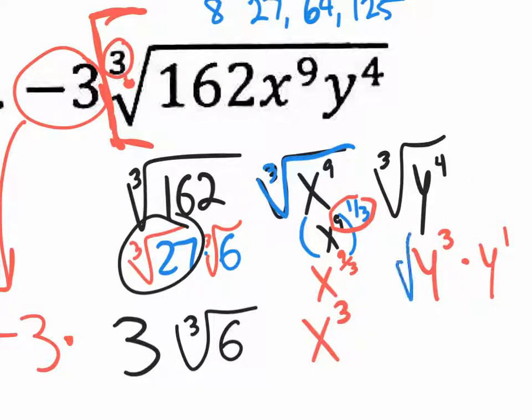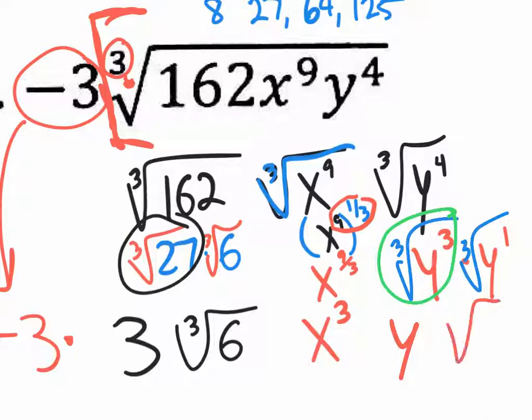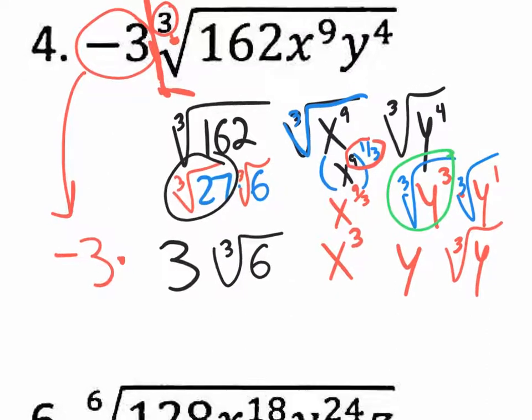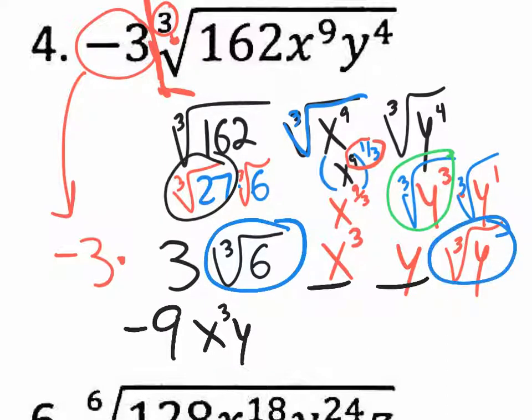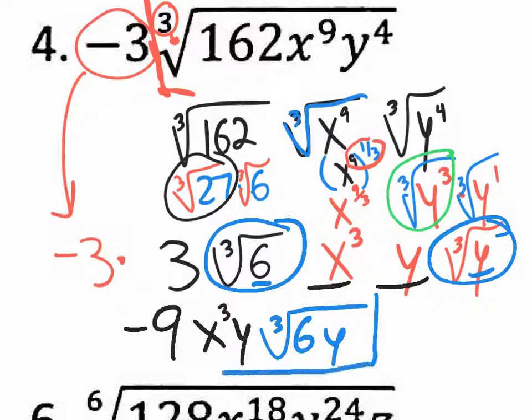That way when I split the third root of y to the third, what does that become? Just y. And the third root of y is simply the third root of y. So this is our answer, but we need to arrange it nicely. We're going to multiply the -3 times 3, and we're going to get a -9. We're going to write also the x to the third and the y right out there, x to the third y. And last but not least, we're going to take the radical and put them underneath 1 cube root. So the 6 goes in there and the y goes in there. And that's your final answer for number 4.